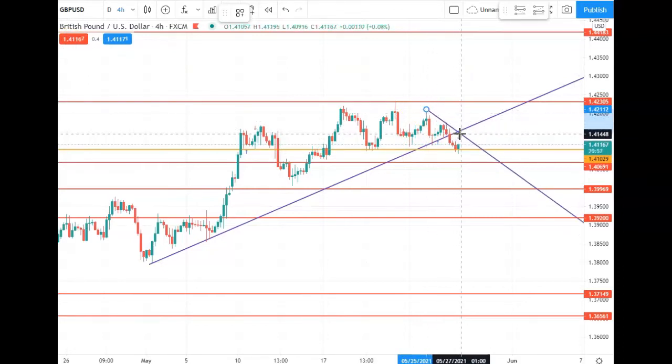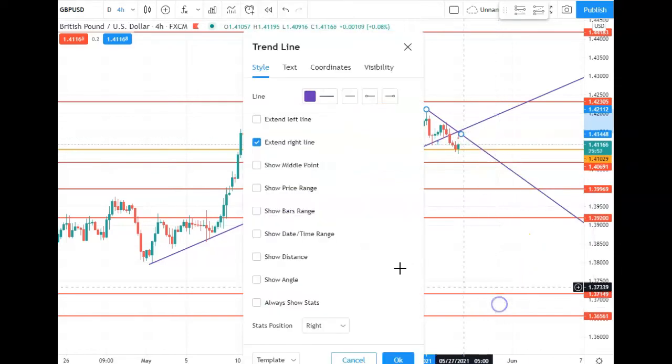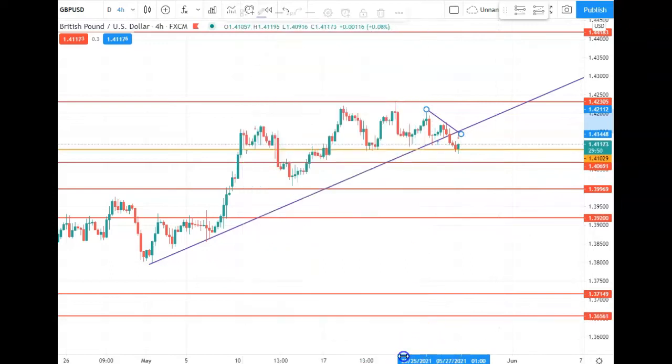I'm going to get rid of my extended line here. Settings, take the extension off. Okay, so now we are bouncing from this level of support. And it looks pretty interesting, where we're bouncing right there on this 4-hour chart.